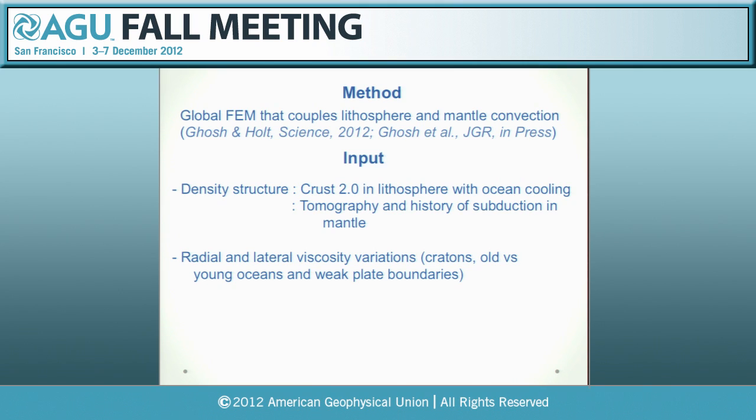And in the mantle, the density structure is from tomography and history of subduction. And we also incorporate radial and lateral viscosity variations in the model. The lateral viscosity variations come from stiff continental cratons, old oceanic lithospheres, which is also stiff, as well as weak plate boundaries. And what we are predicting are deviatoric stresses, strain rates, and velocities.